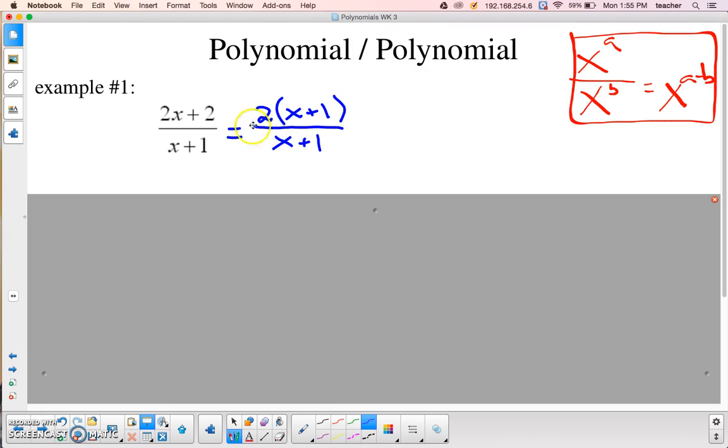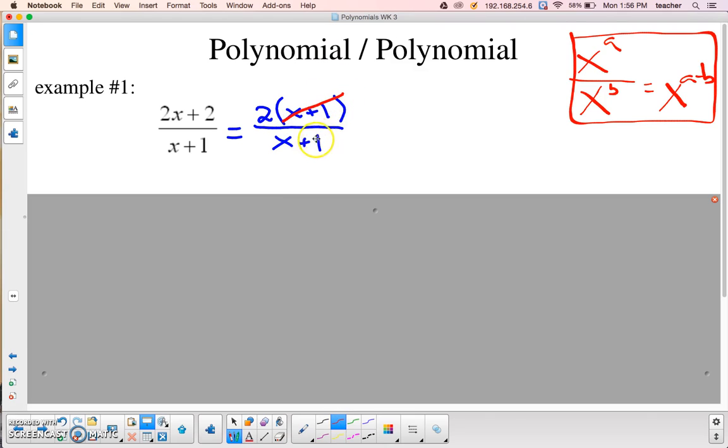You can reduce fractions that are numbers, but you can also cancel out any expression over itself because it's equal to 1. Be careful. You can't just cross out these x's. Anytime something is attached to any other term by addition or subtraction, the addition or subtraction sort of locks it together. What I can do is cross out matching expressions.